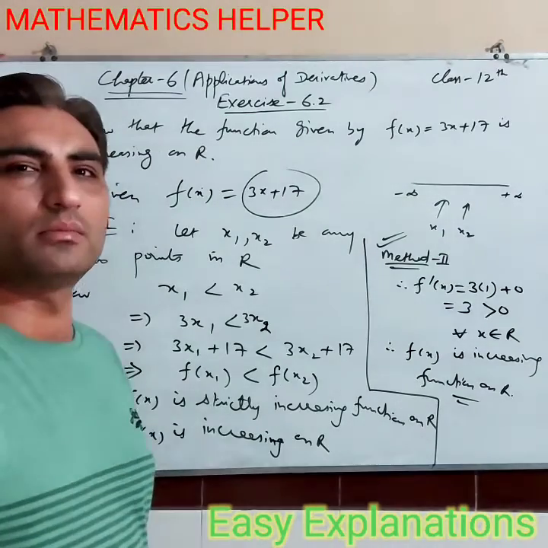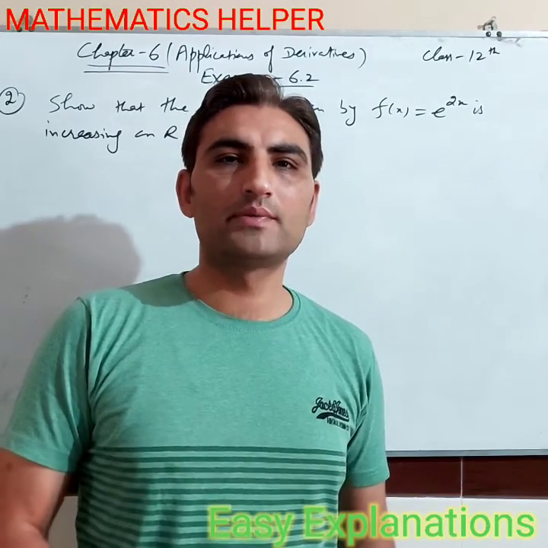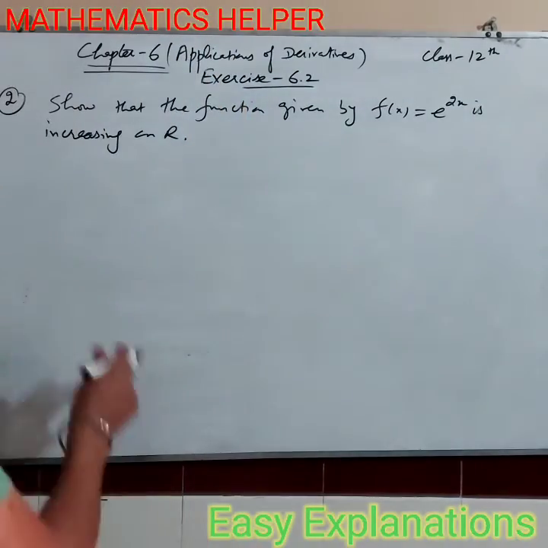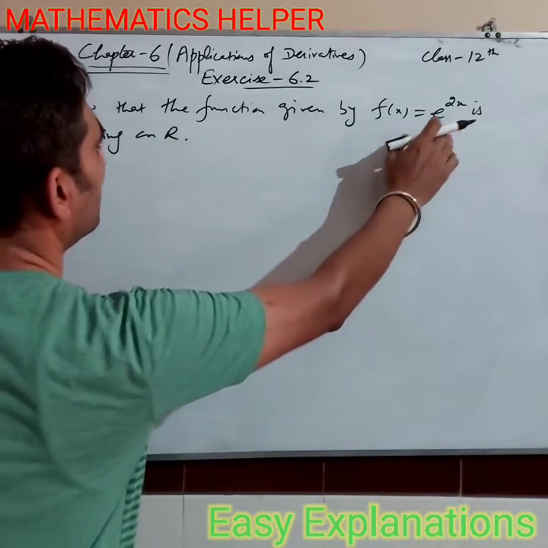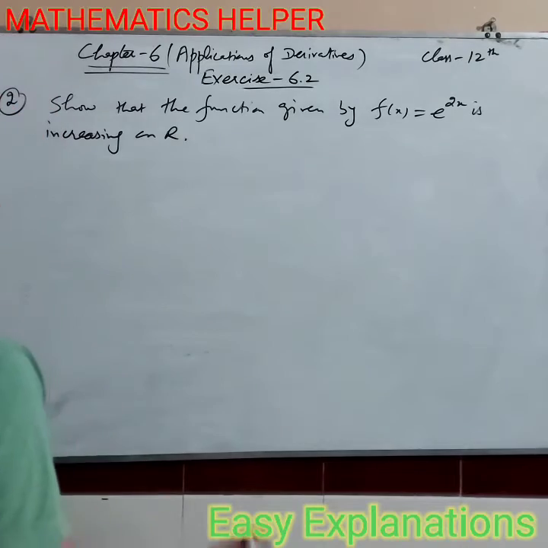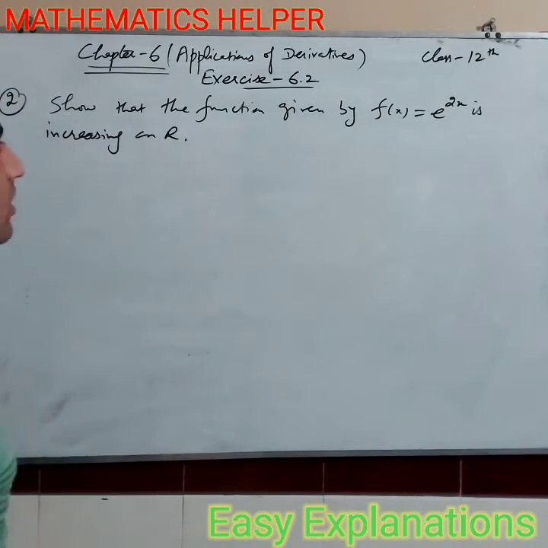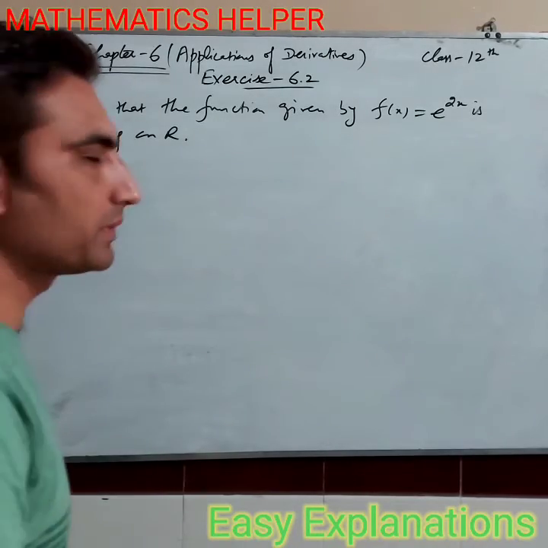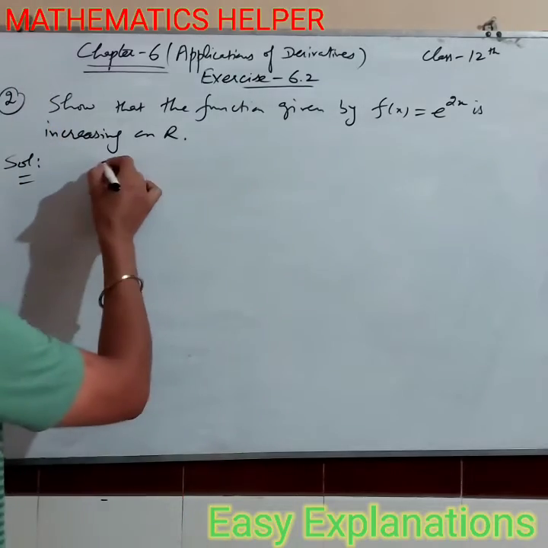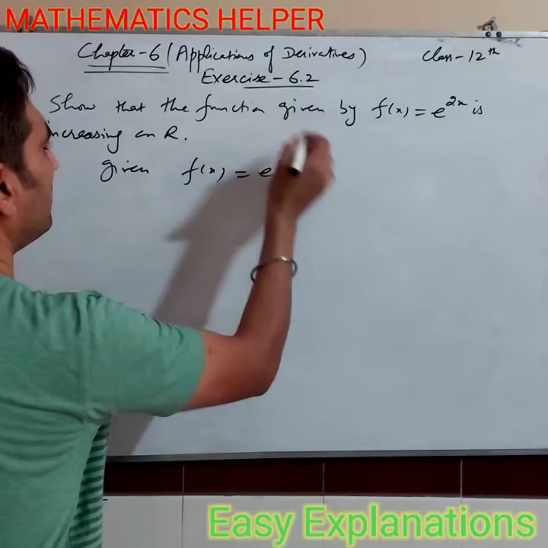Now see what is given in question number 2 of exercise 6.2. Here is one question similar to question number 1. Show that the function given by f(x) = e^(2x) is an increasing function, or is increasing on R. So the solution is in the same way, but I will prefer method number 2, which we discussed with derivatives. Given we have f(x) = e^(2x).